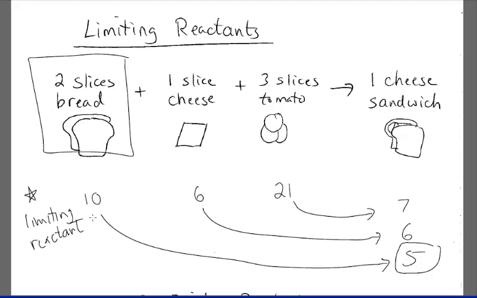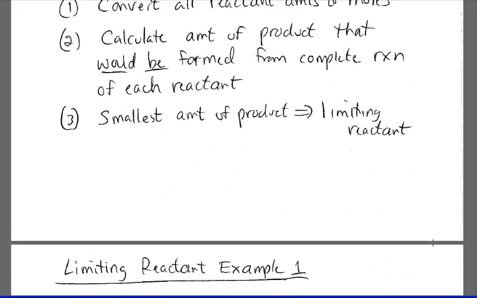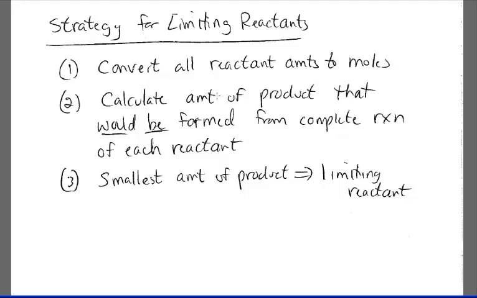Okay, so that's the concept of limiting reactants, and we're going to apply the same concept to reactions, where we take each of the reactants, calculate how much product you could make if that was the one limiting you, and then see which one's smallest. Okay, so the strategy for limiting reactant problems: convert all reactant amounts to moles, which you do for any kind of stoichiometry problem. Calculate the amount of product that would be formed from complete reaction of each reactant. We just did that for the bread up there, 7, 6, and 5. Then take the smallest amount of product, that gives you your limiting reactant.